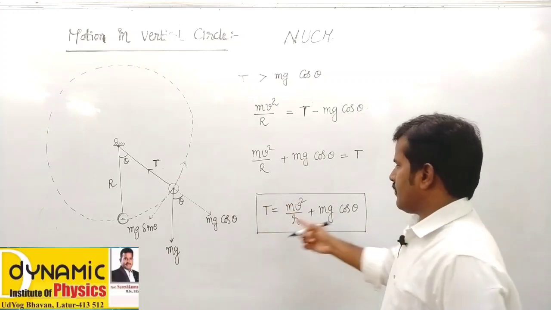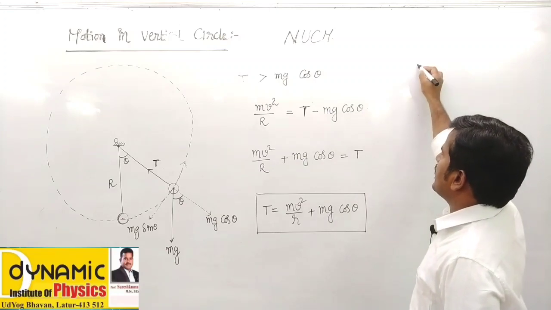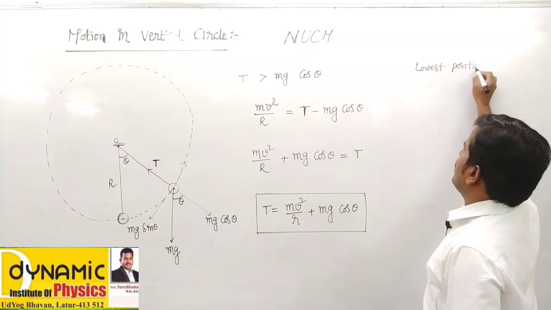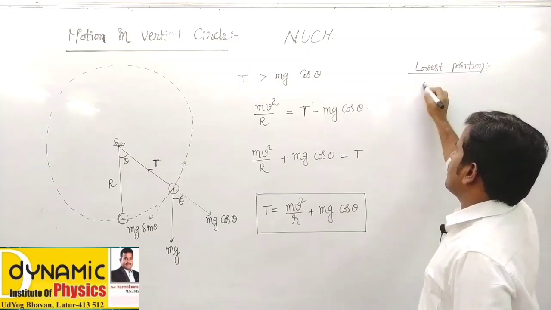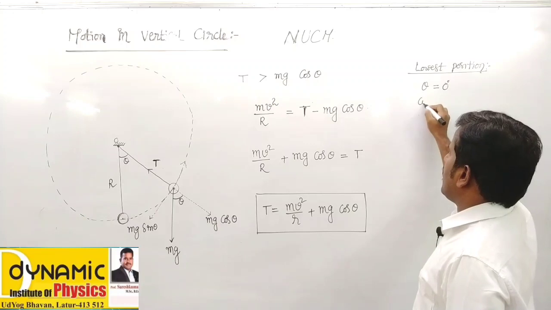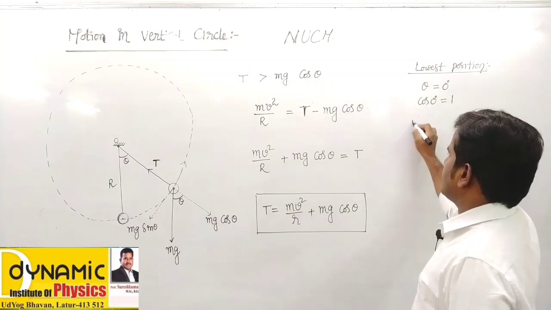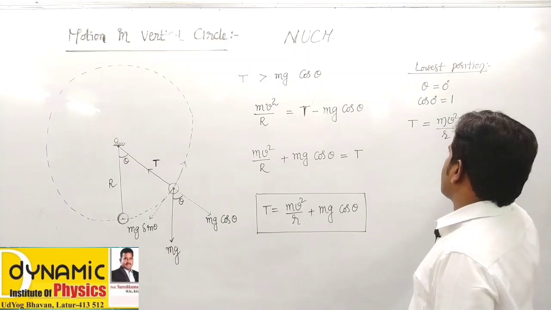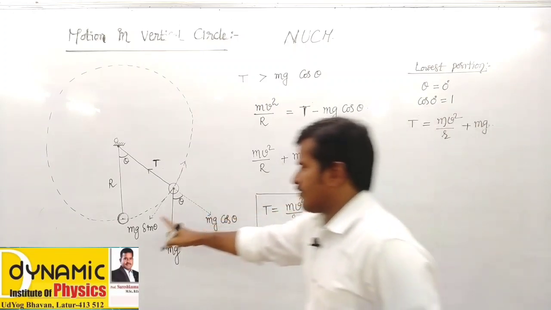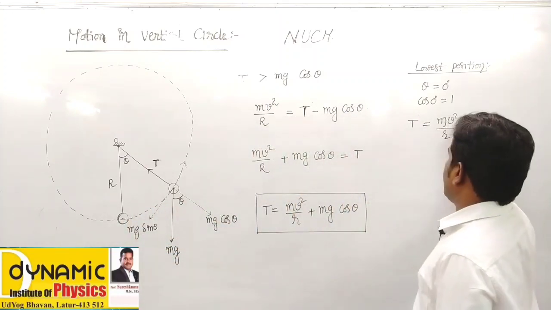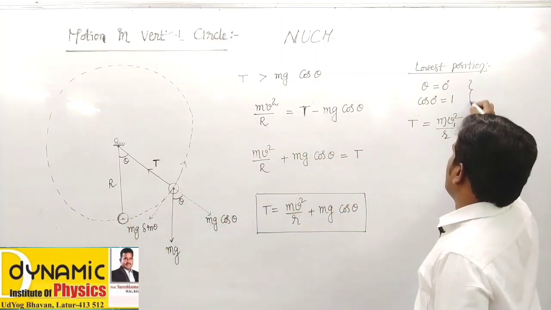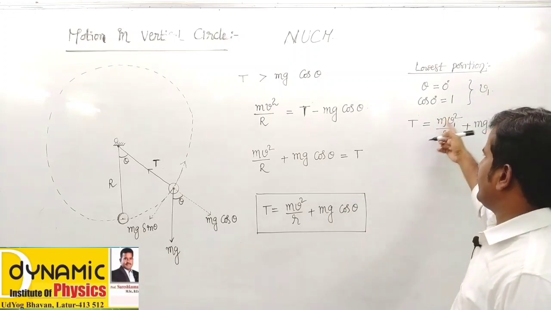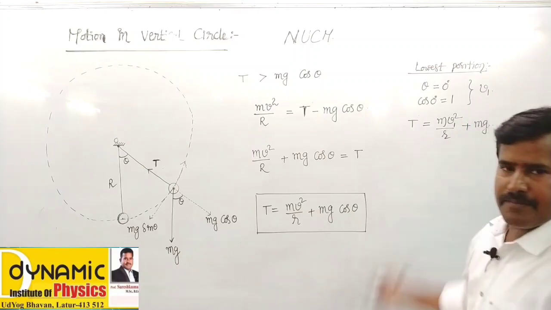At the lowest position of the vertical circle, theta becomes 0, and cos 0 is 1. Then the tension at the lowest position is mv square by r plus mg. Here the velocity at the lowest position is v1, so T equals mv1 square by r plus mg.